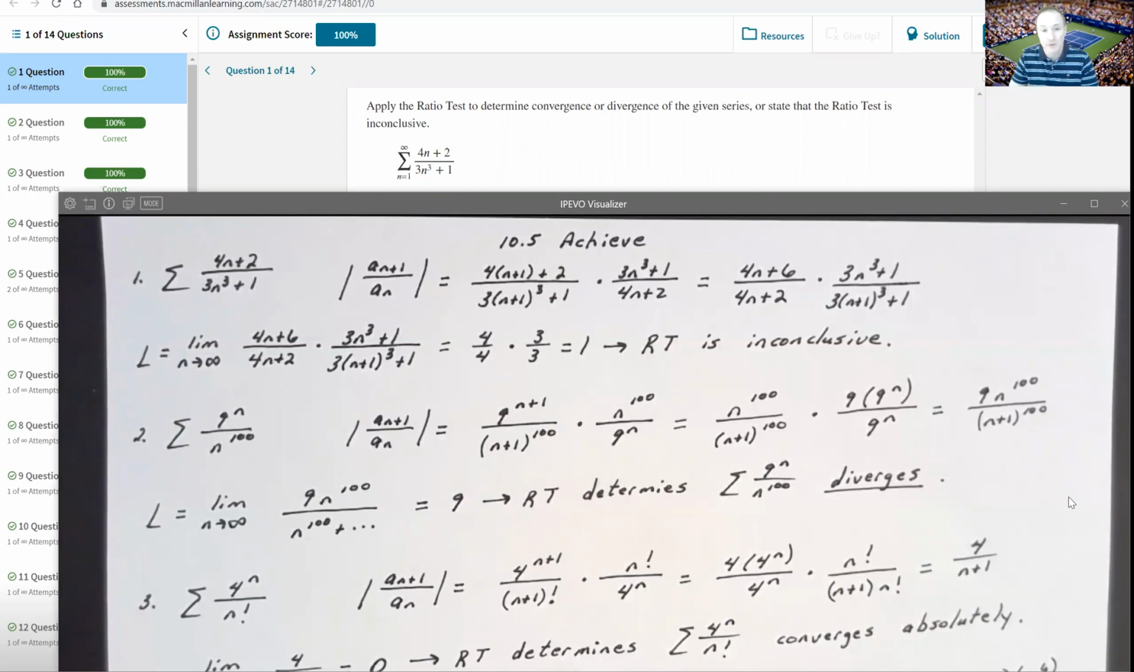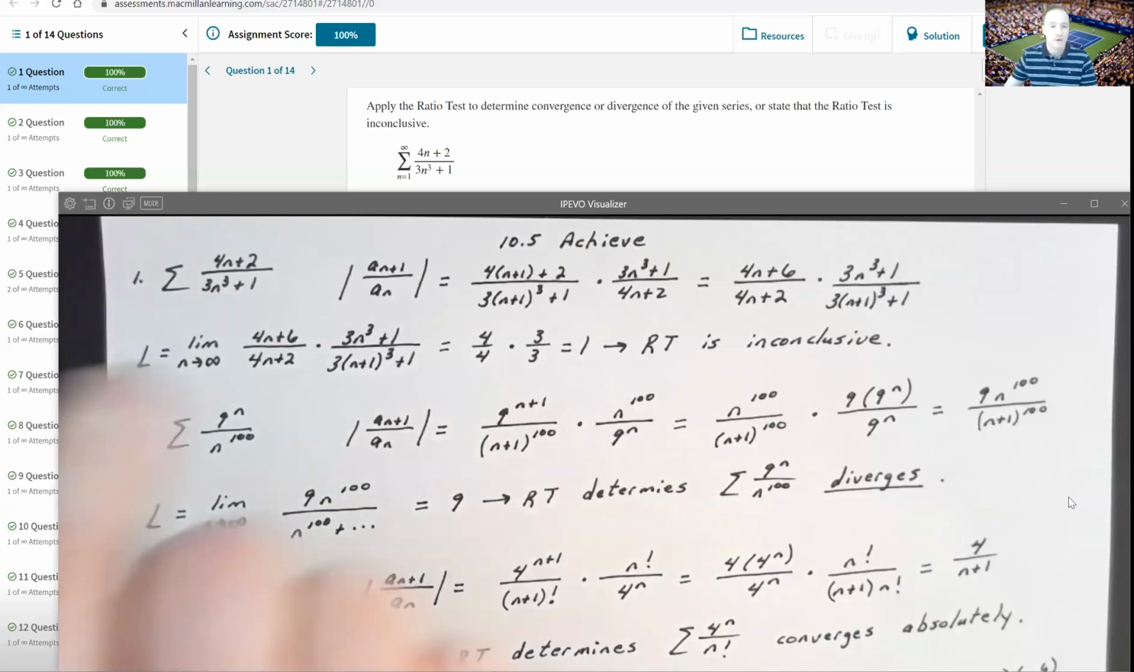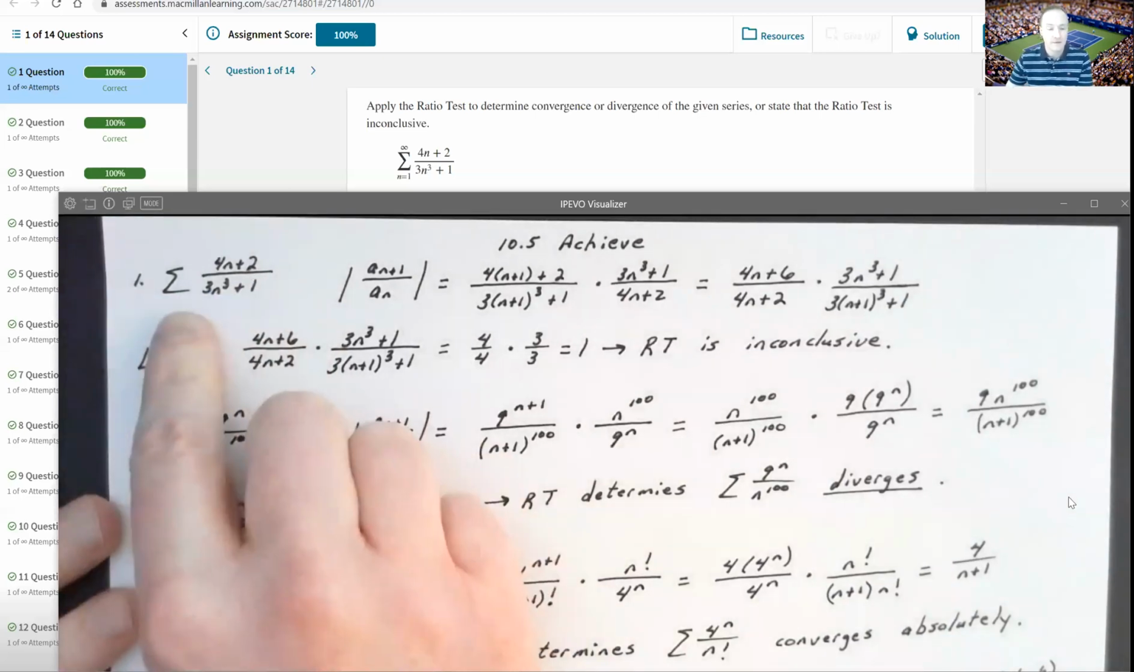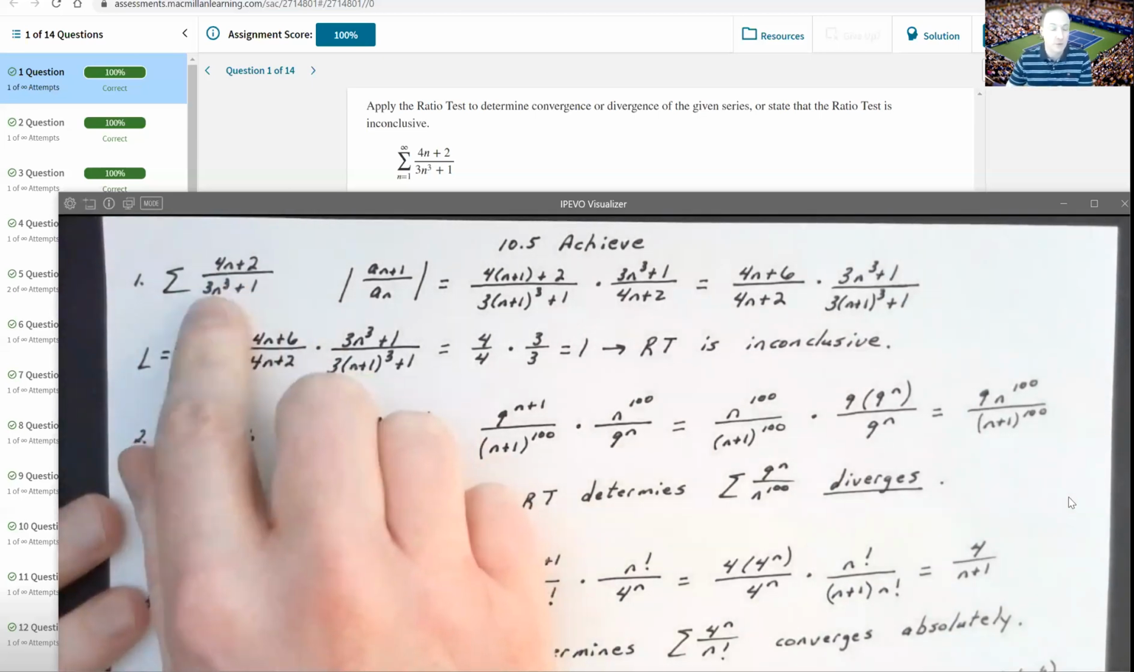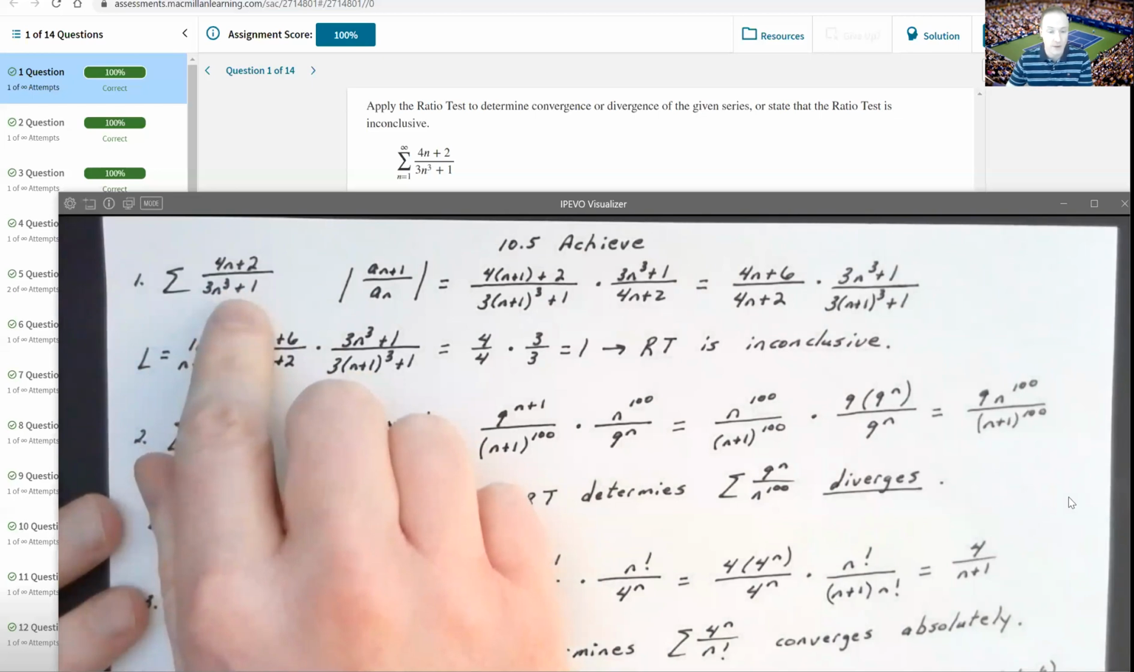It says, apply the ratio test to determine the convergence or divergence of the series. And then, of course, when the ratio test limit is equal to 1, then we know that the ratio test is inconclusive. Okay, so the problem I was given is the series of 4n plus 2 over 3n cubed plus 1.